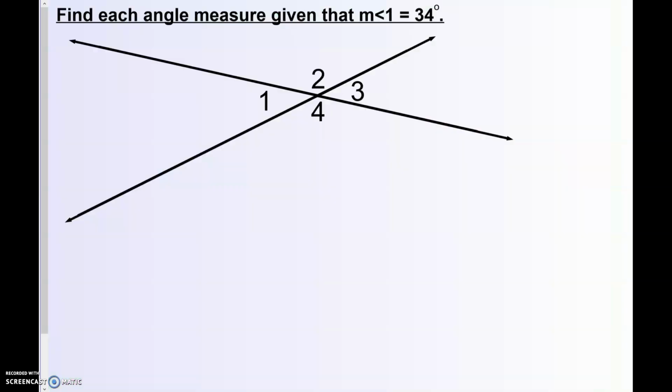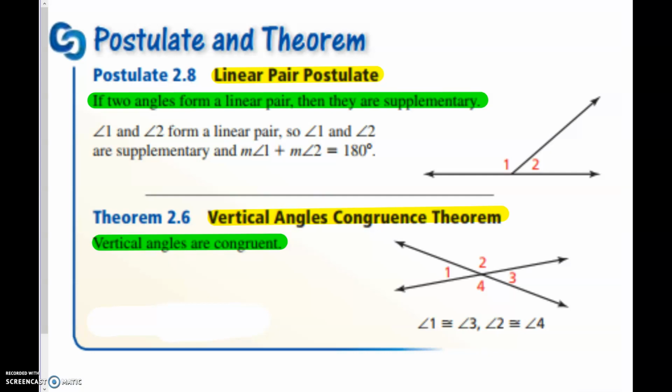All right, find each angle measure. Well, we have a theorem that says that vertical angles are congruent. So we had a theorem. Oh, I think we skipped a slide here. So we have 2 more theorems in here that we didn't put in our notes. I skipped over it somehow.